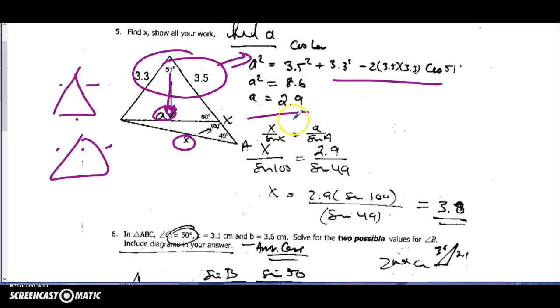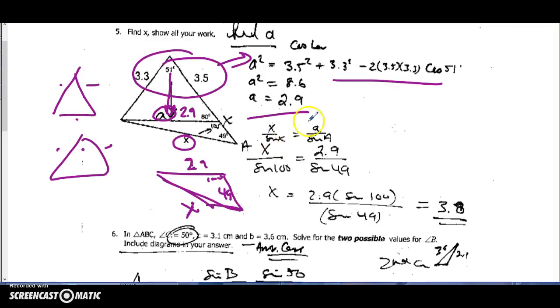Now I have A, which is 2.9. So now let me just redraw this. Something like that. Sorry, that's a triangle. So that's 49, that's 80. If that's 80, then you know this is 100, because this is a straight line. So that's 100 here, 2.9 here. I have this pair here, and I want this here. This is a pair here. I want to find out what x is.